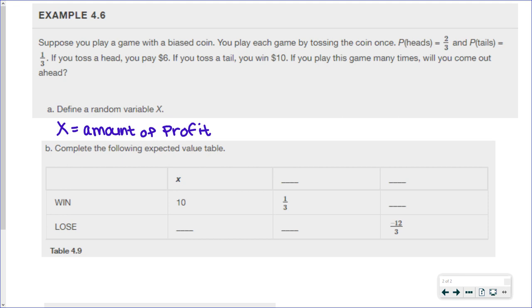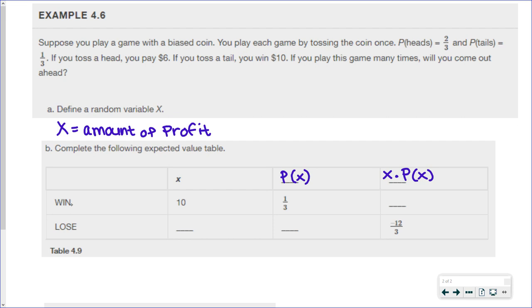Next, we want to complete the expected value table. So we learned in the previous section, this first one's going to be x. The next column should be the probability of x. And then the expected value is going to be x times the probability of x. So we're going to end up multiplying here.